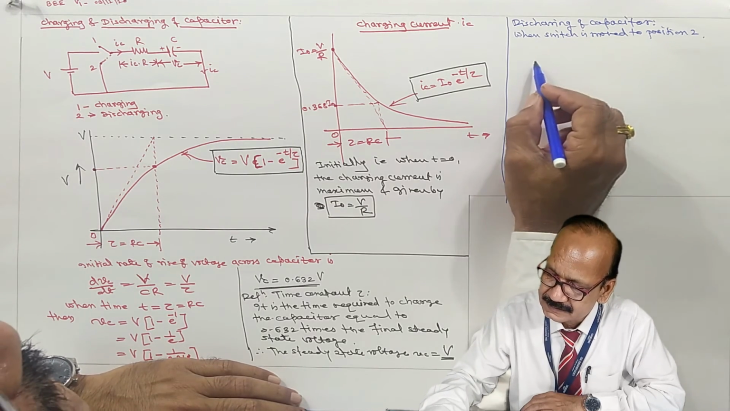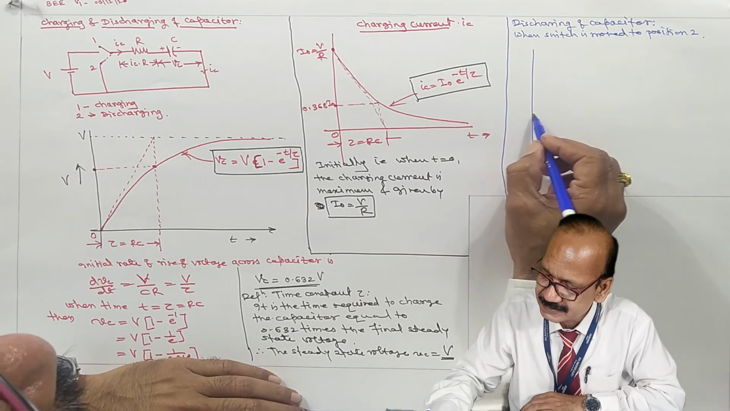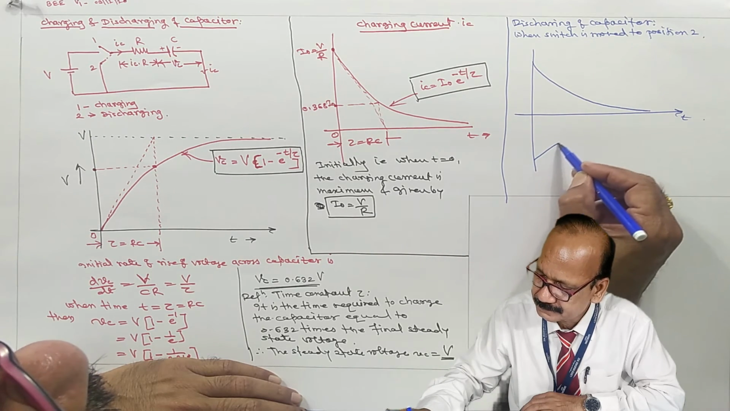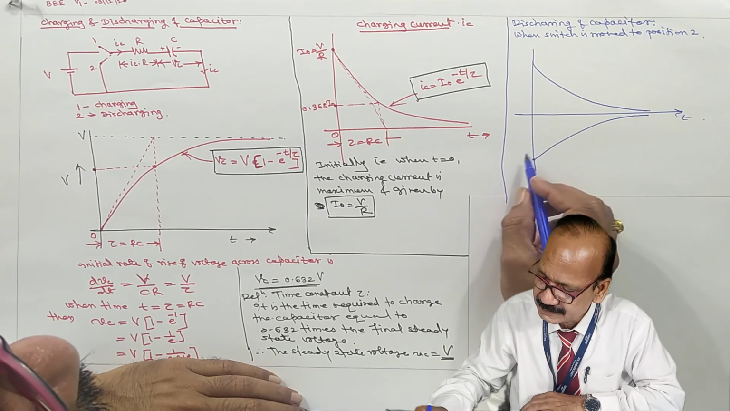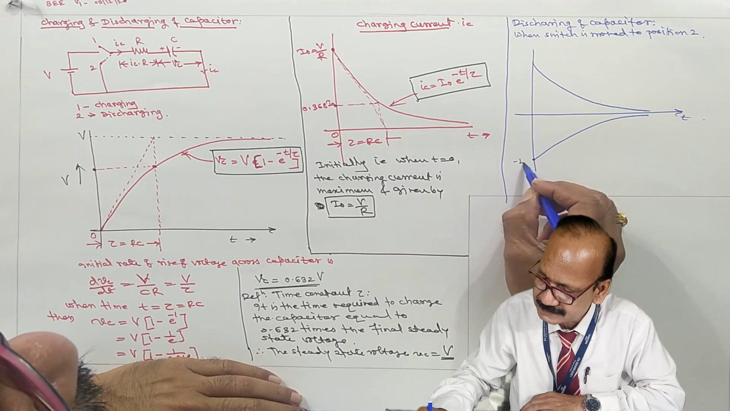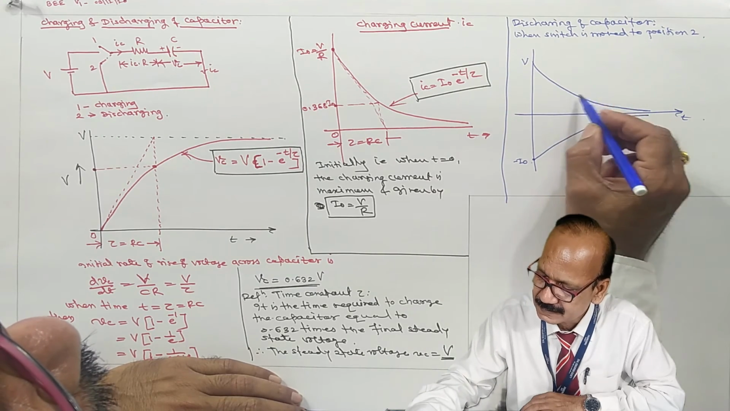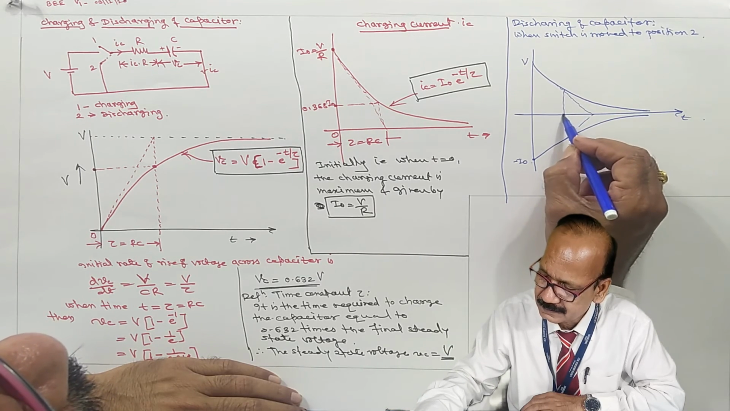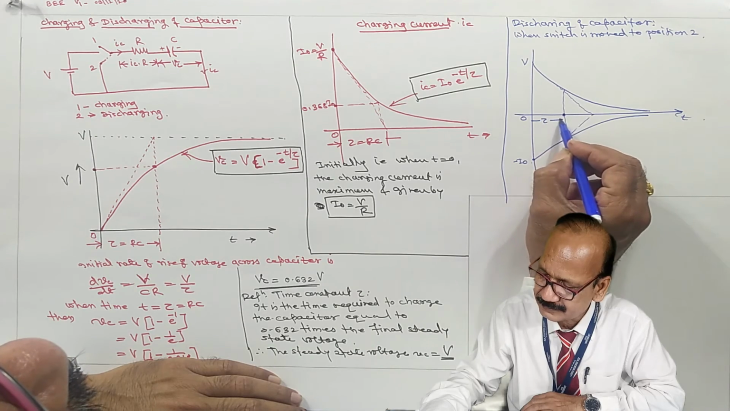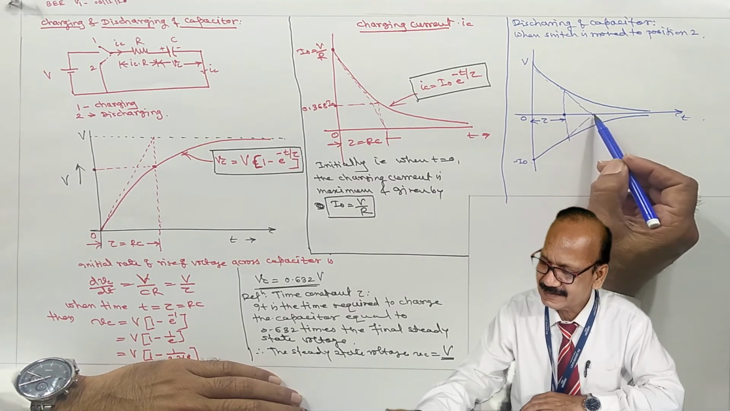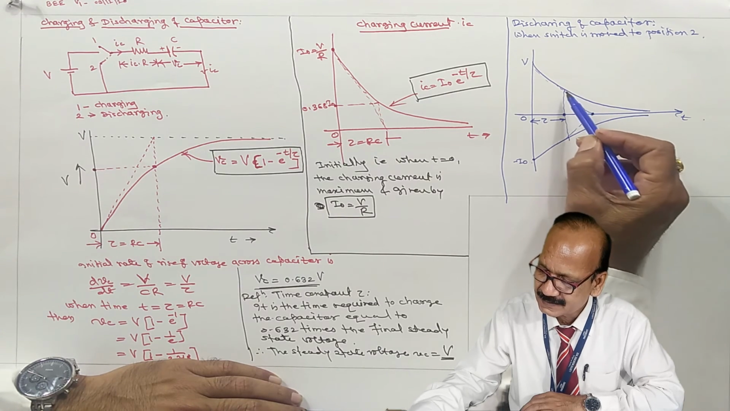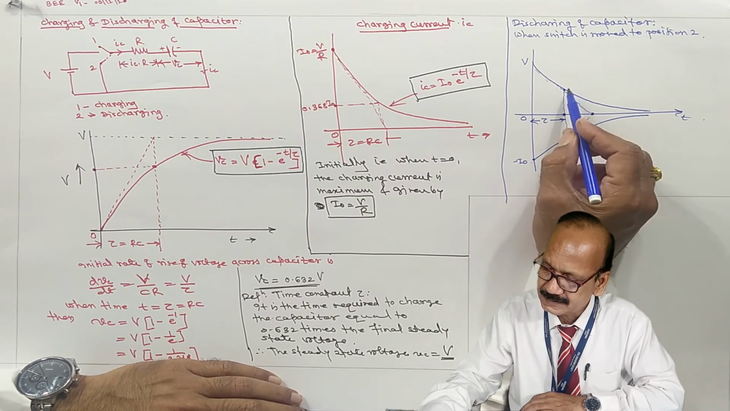Now the curves for the charging and discharging of the capacitor are like this. This is minus I0, this is V, and this one is tau. This is the initial tangent line, the tangent line for the discharging current, where it cuts the x-axis, and these are the values.